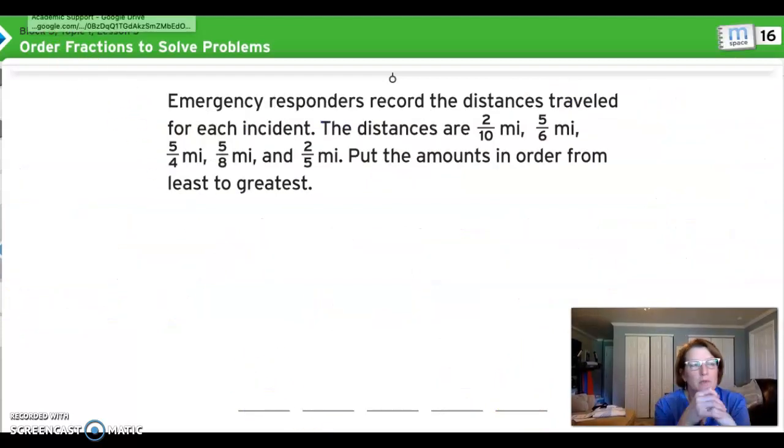Here's another example. Emergency responders could be anything from an EMT to the fire department to a police officer, but emergency responders record the distances traveled for each incident. The distances are 2/10 of a mile, 5/6 of a mile, 5/4 of a mile, 5/8 of a mile, and 2/5 of a mile. Put the amounts in order from least to greatest. So let's start with that number line.